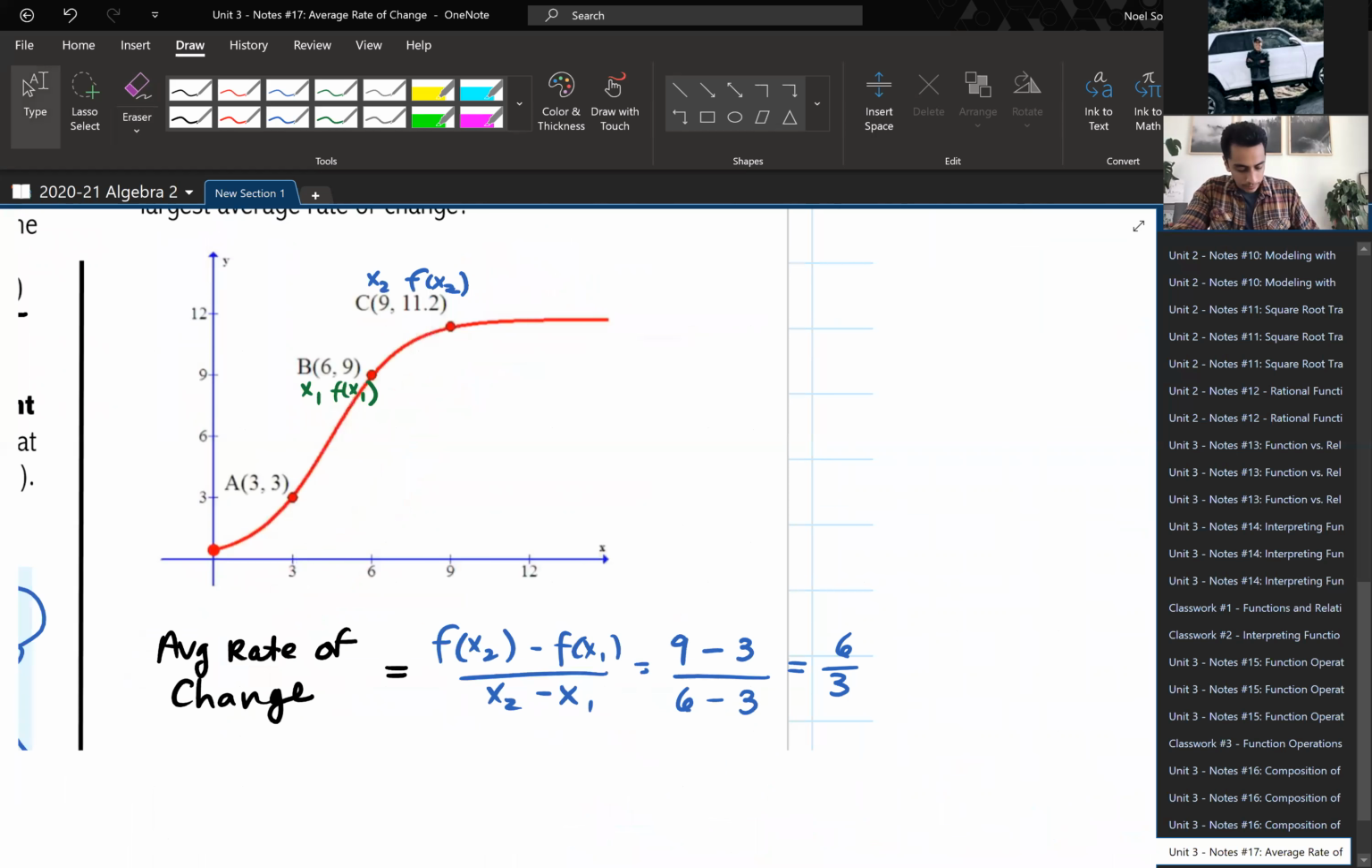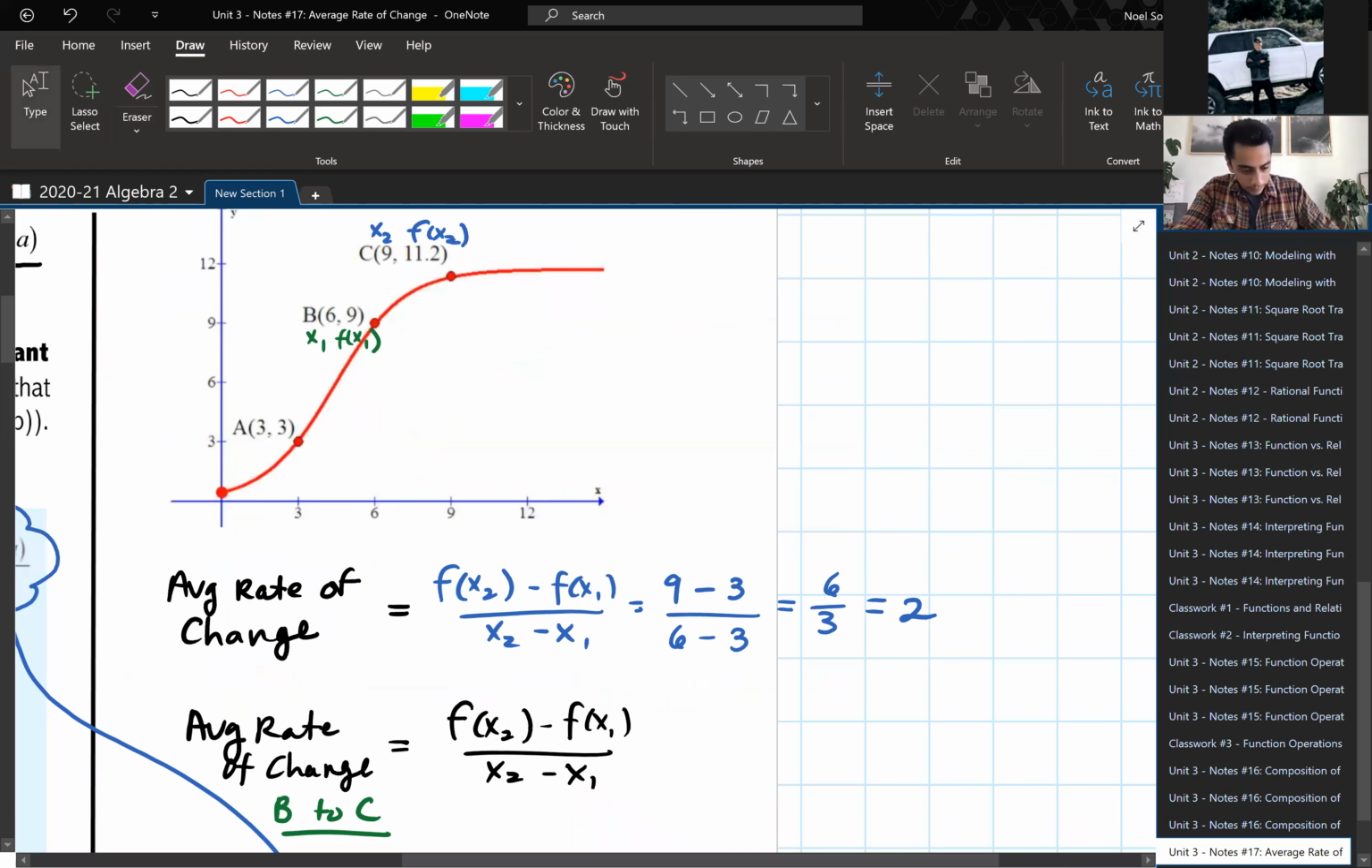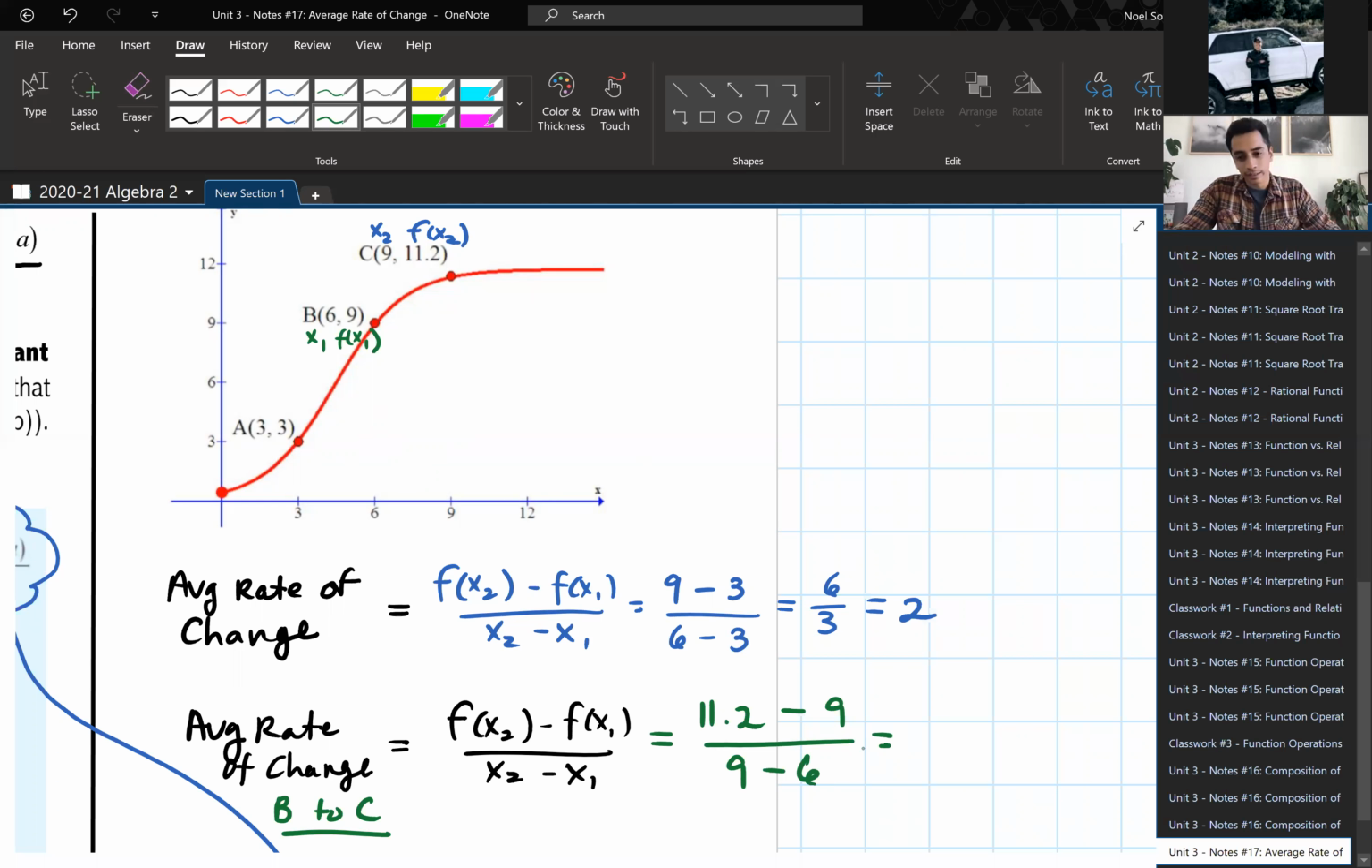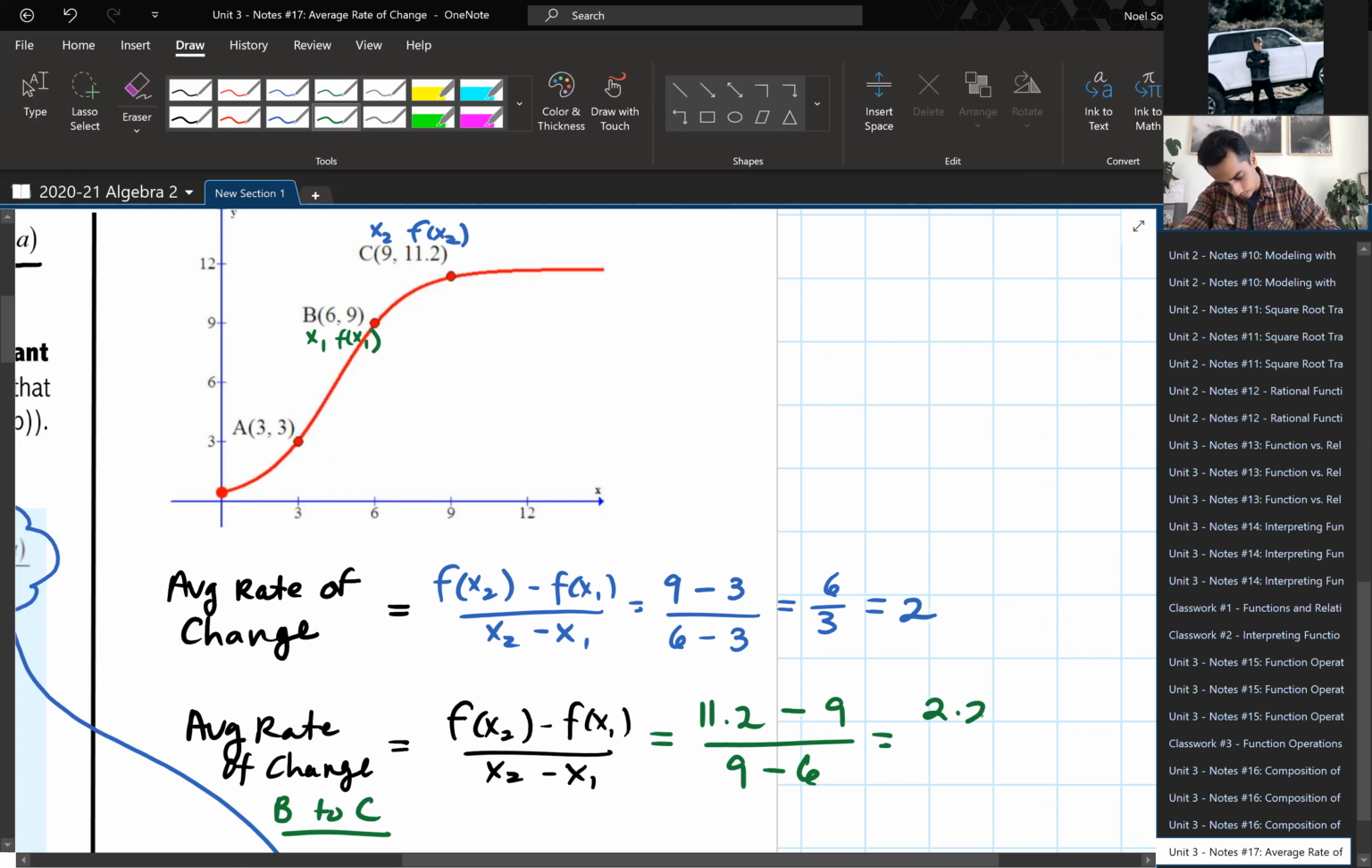Okay. So let's go ahead and plug it in. Let's find out what this rate of change will be. Right. So f of x2, that's 11.2, minus f of x1, that's 9. x2 is 9, and x1 is 6. Okay, so it looks like I'm going to get 11.2 minus 9, that's about 2.2. And 9 minus 6 is 3.